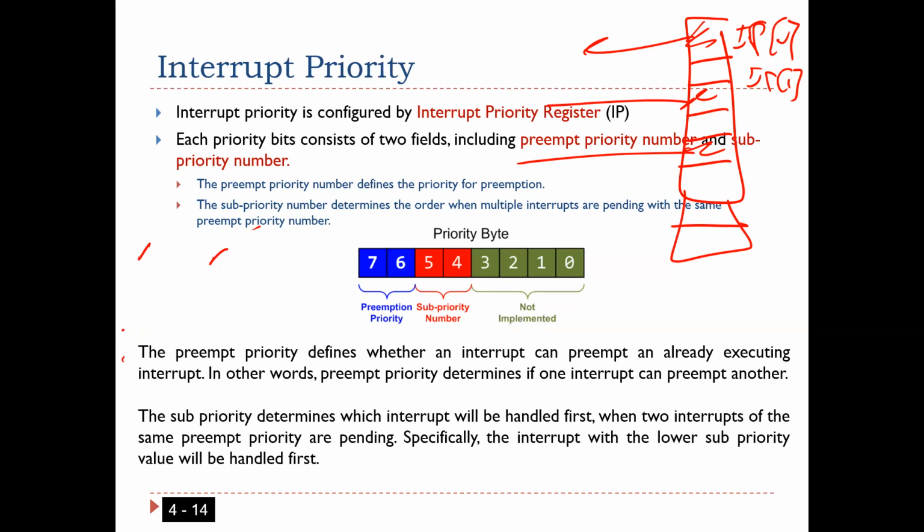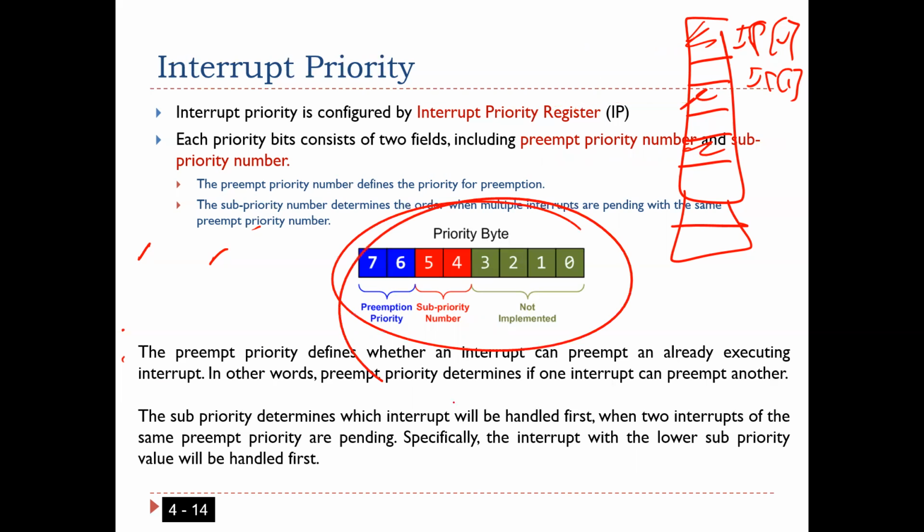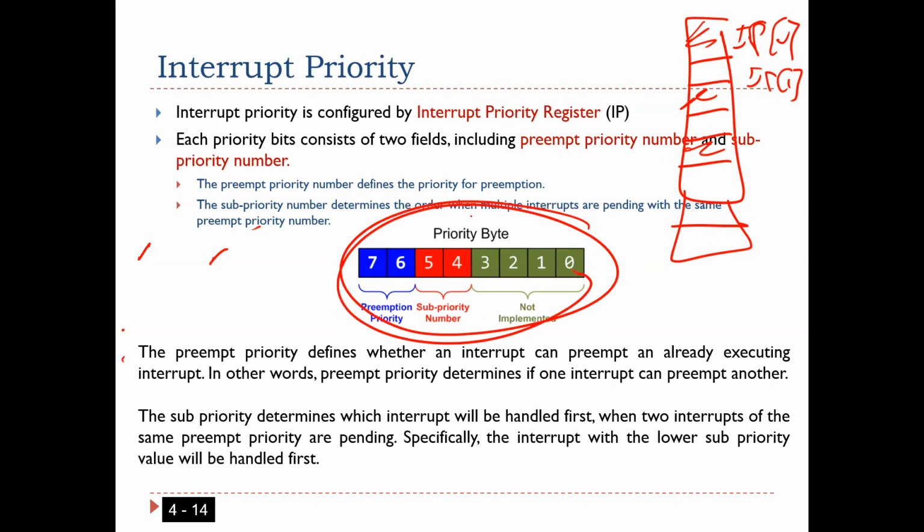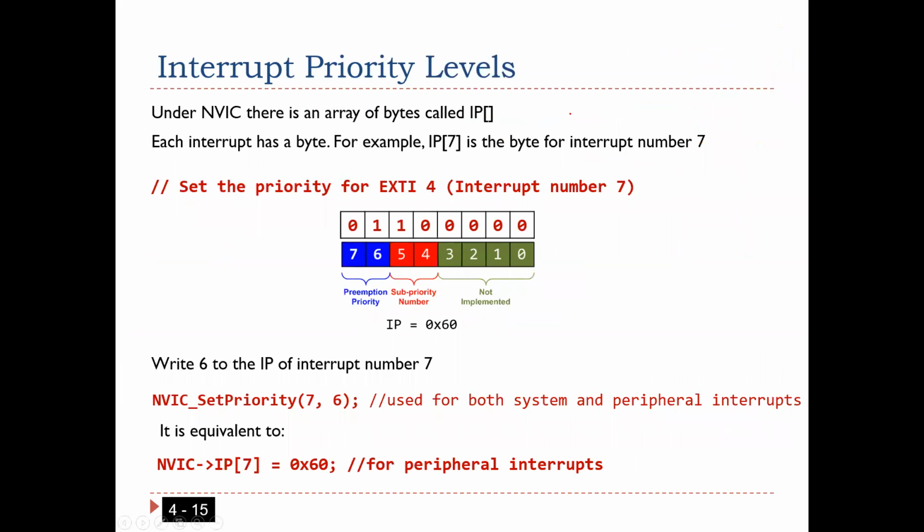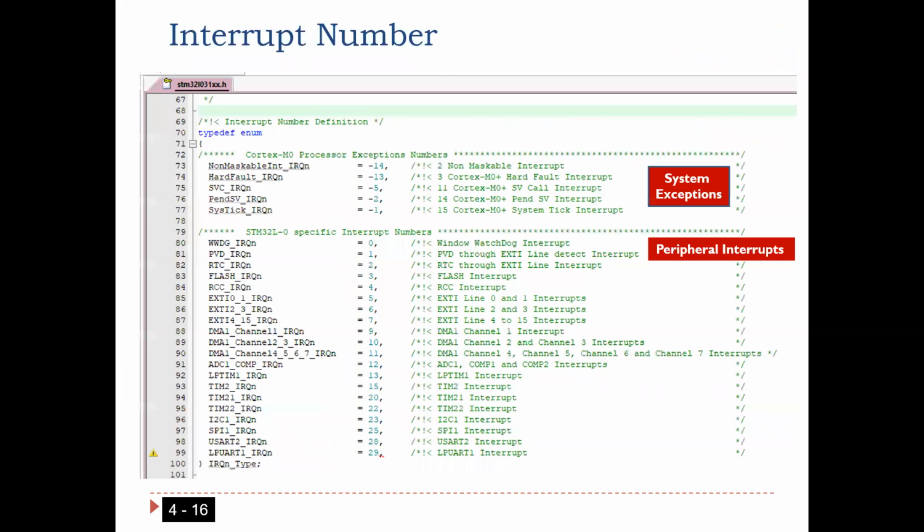Also, if you have multiple pending interrupts, which one should be done first? You can also control it simply by writing some number in a register for every interrupt source. So every interrupt source has a byte like this one in this register, the IP register.